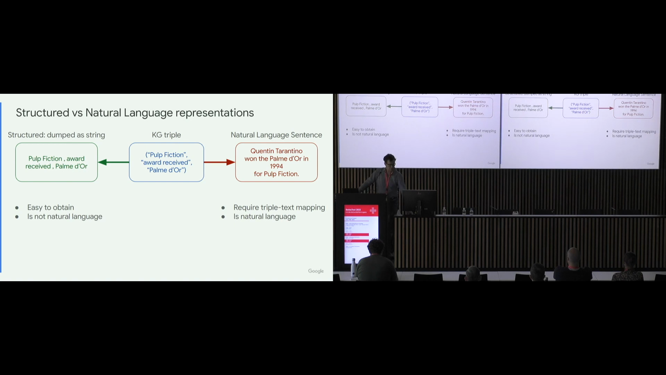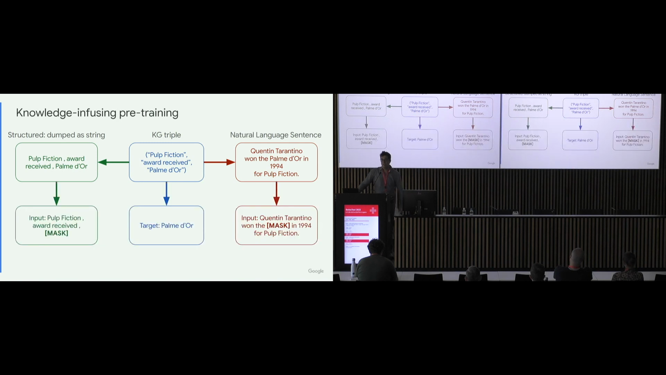So we had this question: what happens if we try just passing the structured knowledge, just dumped as a string, much more easily? And the task is the following. We wanted to memorize, for example, the objects or the subjects or the predicate names. So in this example, we mask out the object. In the first example, directly from the triple. In the case of natural language, from inside of the sentence. And the target is the same in both cases, the name of the object.